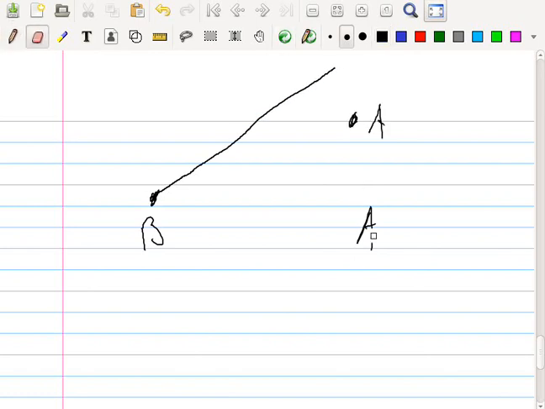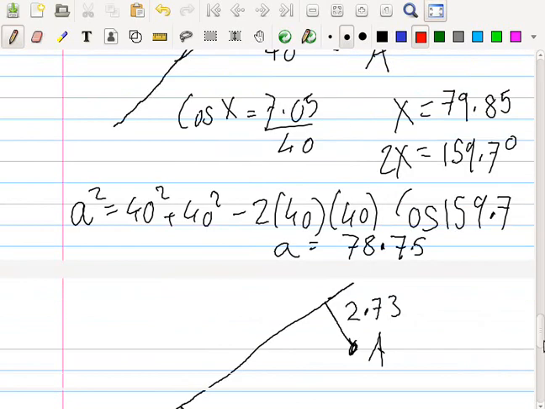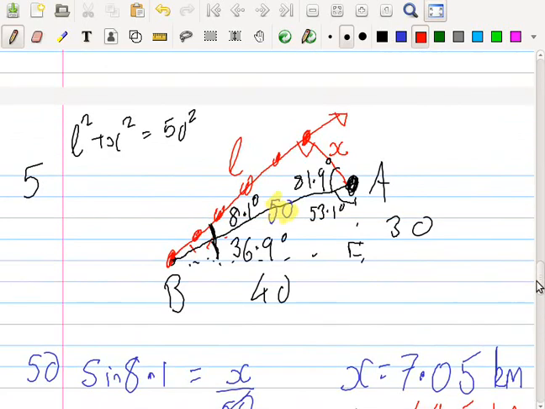Ship B sets off at some angle so that this distance here is now 2.73. And my question is, what's this angle that makes it have this distance of 2.73? Now, this distance here is still, what did I say it was? 40. And this distance here is still 30. And I can still say this angle here is, what was it? 36.9.